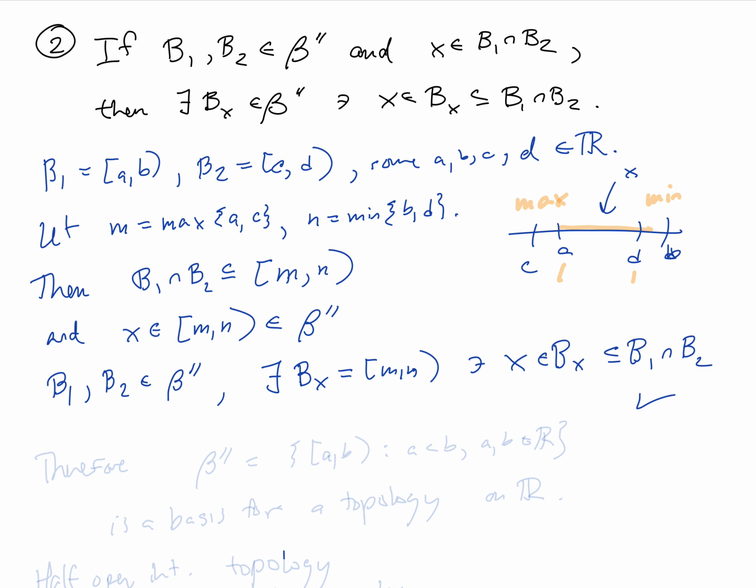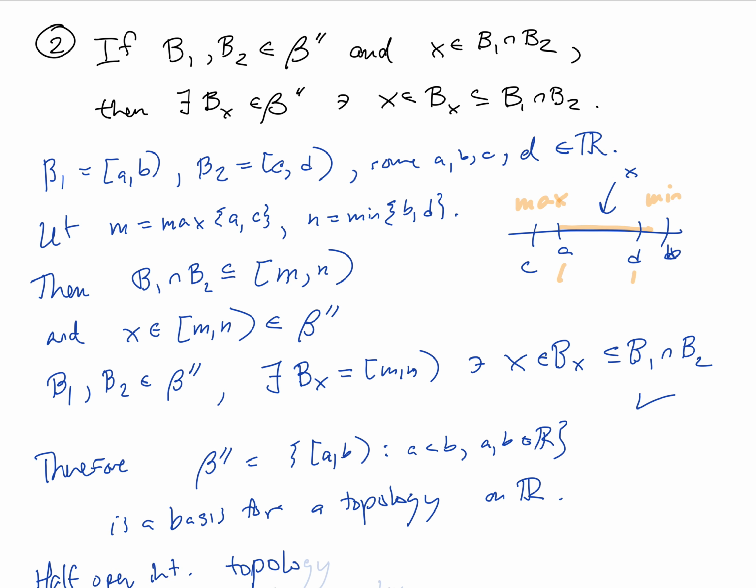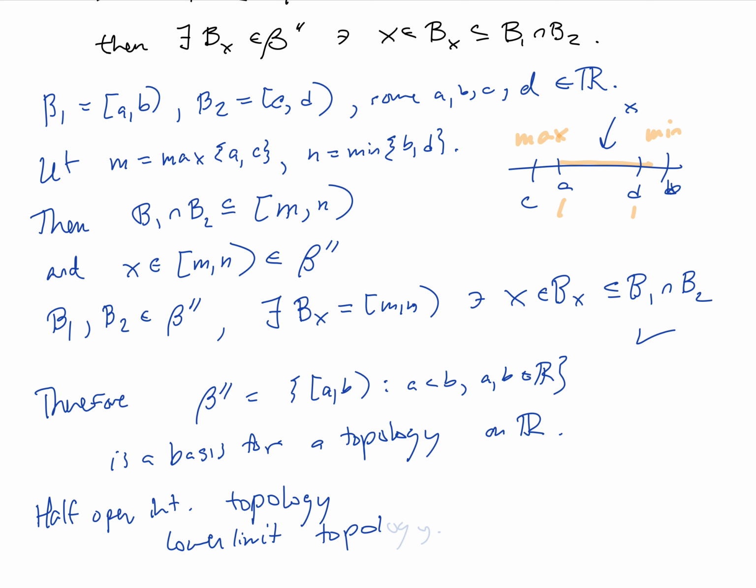So the second condition is satisfied, and therefore that means that this beta double prime, this collection of half open intervals [A, B), such that A is less than B, A and B real numbers, is a basis for a topology on R, and we can call that the half open interval topology. It's also sometimes called the lower limit topology. So this is a topology on R.